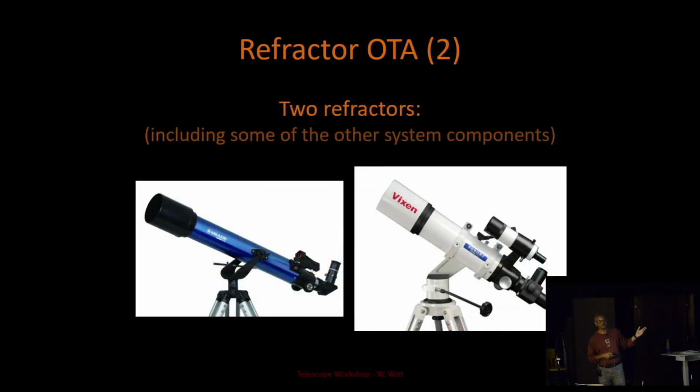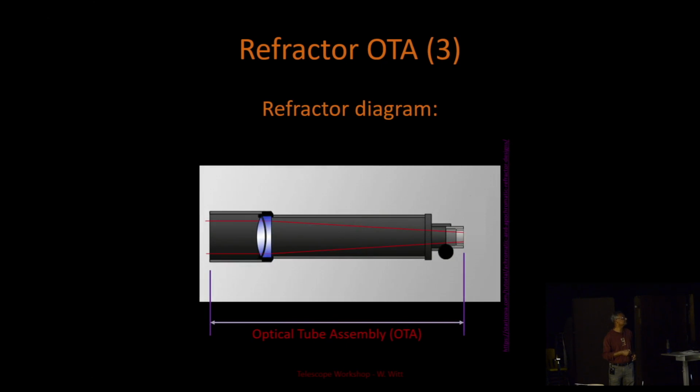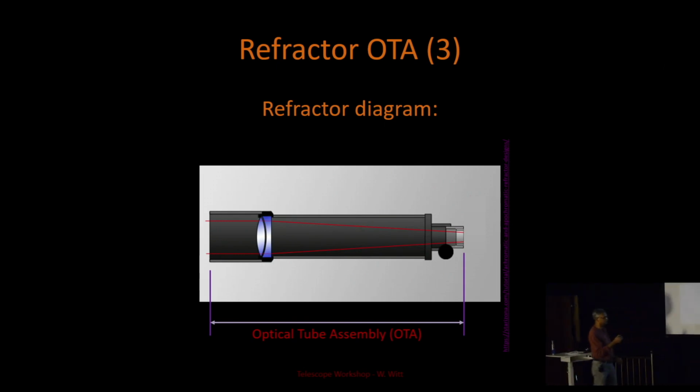Here are some examples of the refractor telescopes. Just a few pictures, and this is your typical diagram of a refractor telescope, right? The light is coming parallel in here. It passes through a lens assembly, it bends it, and it comes out on the other side, and it converges onto a focal point somewhere over here.